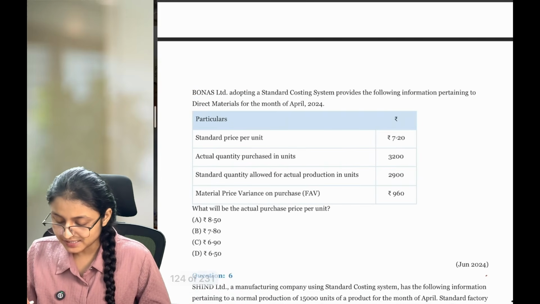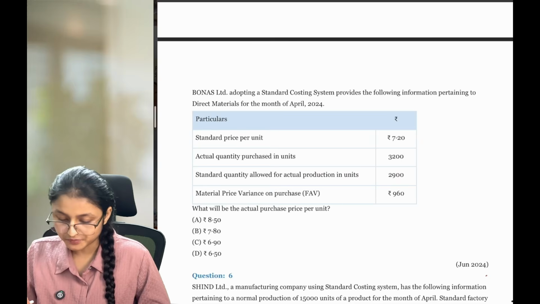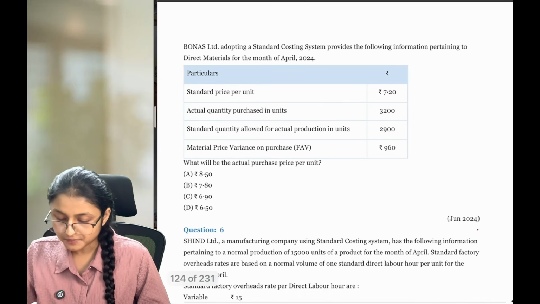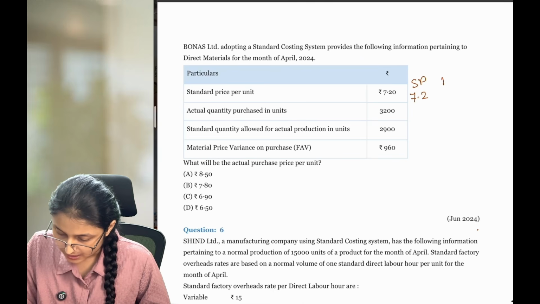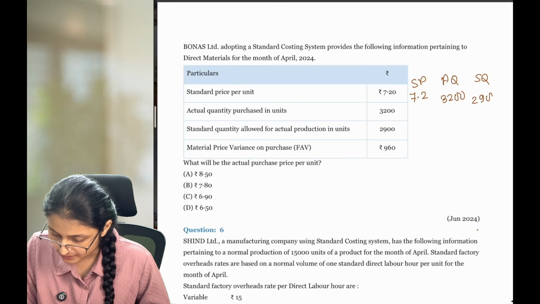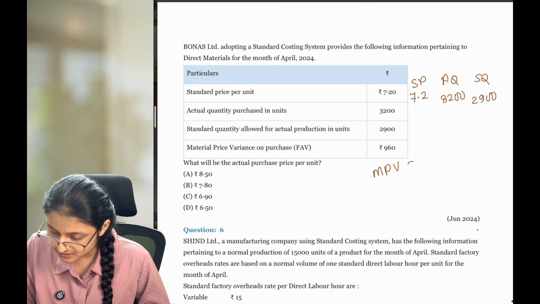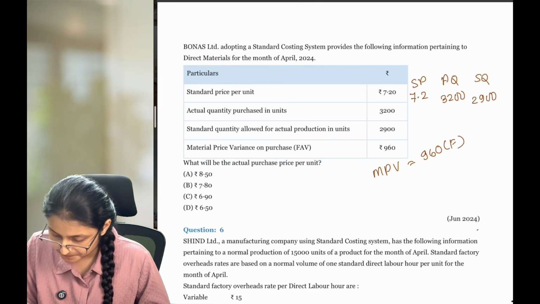Bonus Limited adopted a standard costing system, provides the following information pertaining to direct material. For the month of April 2024, we have standard price of 7.2, actual quantity of 3,200, standard quantity of 2,900 and material price variance is given to you as 960 favorable.